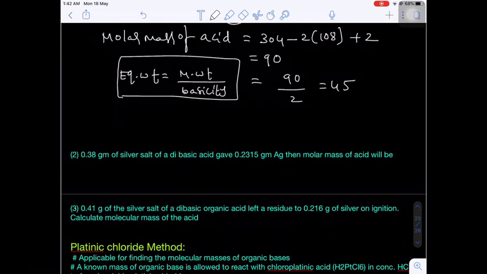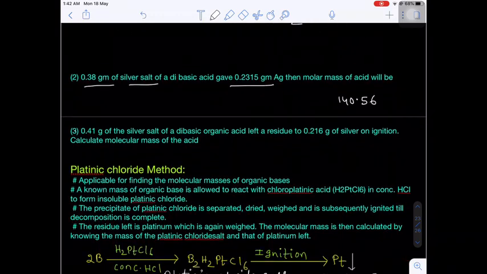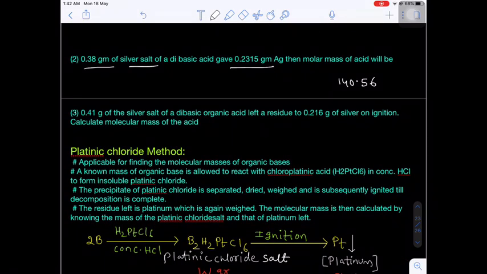Now the second question: 0.38 grams of silver salt is given to you and 0.2315 grams of silver. So try yourself. The answer will be molar mass 140.56. And one more question is given. It is also a dibasic organic acid. Silver salt 0.14 grams and the residue of silver 0.216, and the answer will be 196.